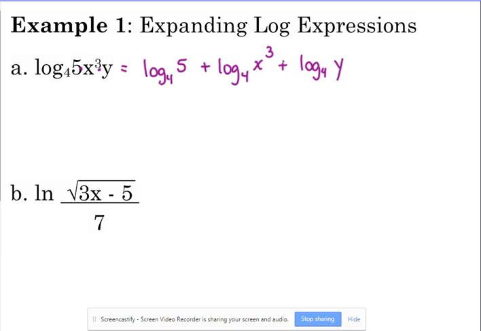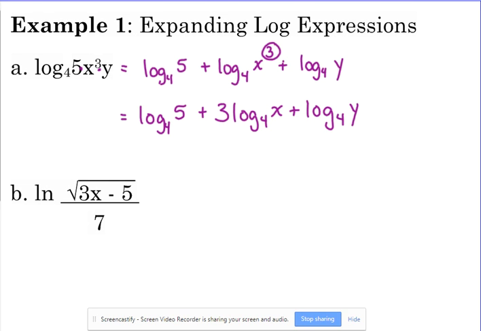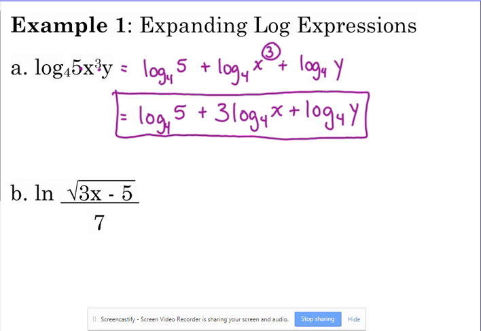There's one more thing that we can do to expand this. We have a power right here. So that middle logarithm, we can move that power of 3 in front of the log. And this is now fully expanded. Okay, it is fully expanded. We have moved all of our exponents. We have a log of a single term within each of our logarithms. Okay, that's when you know that you're fully expanded.